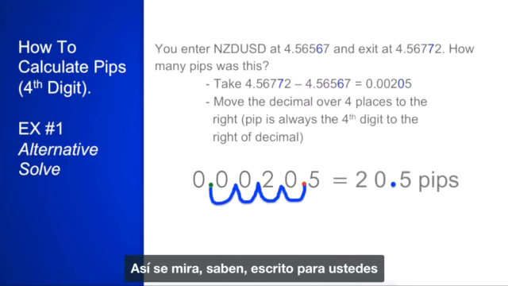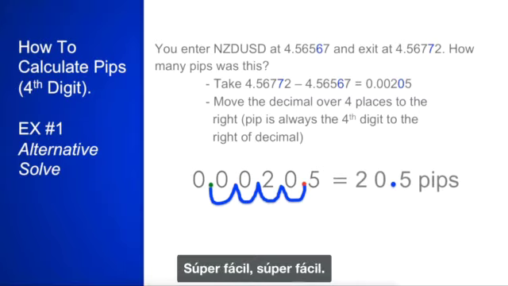So here's what it looks like written out for you, for those of you who are visual people. See how I took the decimal and slid it 1, 2, 3, 4. Equals 20.5 pips. Super easy, super easy. We're going to do another example, don't worry.